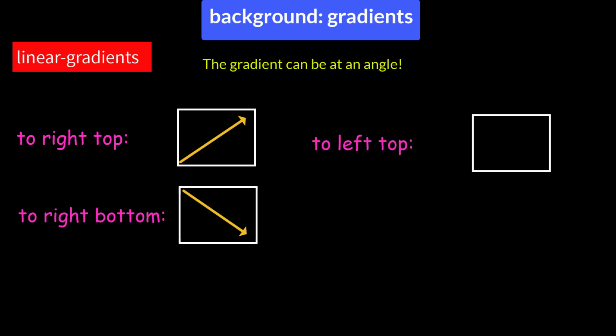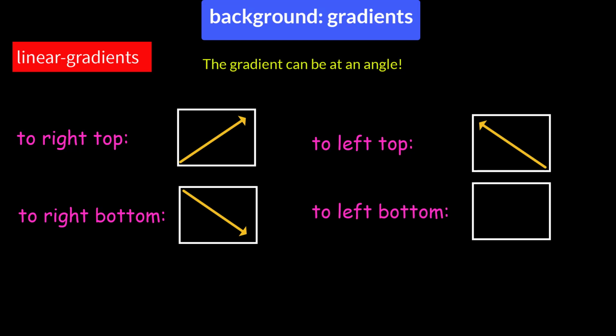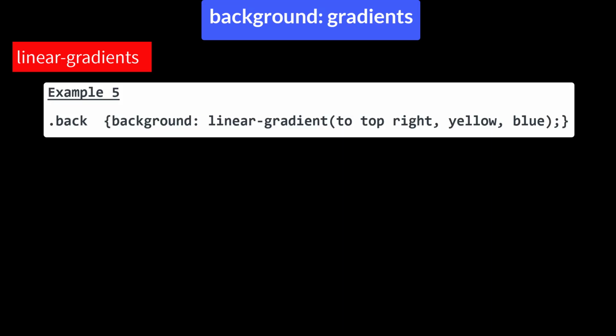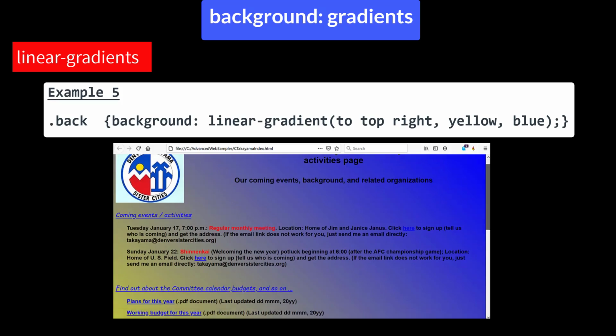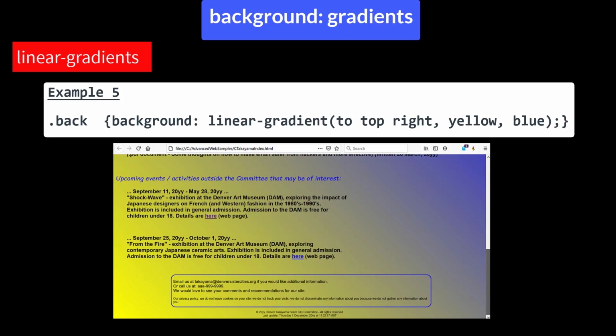To left top means start the first color in the lower right corner and end the last color in the upper left corner. To left bottom means start the first color in the upper right corner and end the last color in the lower left corner. That is, build the gradient at an angle. So example 5, dot background: linear-gradient(to top right, yellow, blue), will look like this. Observe the solid blue in the upper right corner and the solid yellow in the lower left corner. The gradient is on an angle.